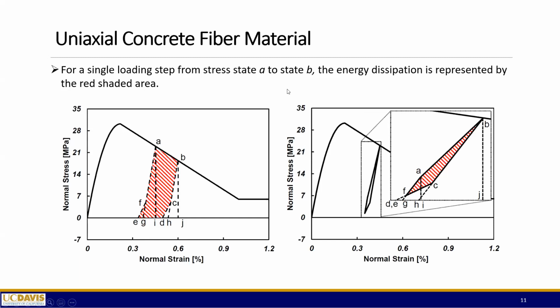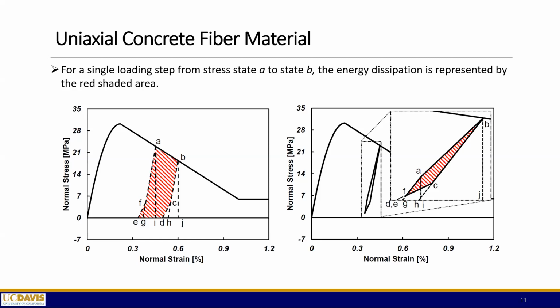Here, again, we're going to use a more graphical approach to illustrate the amount of energy dissipation that happens during certain time steps. On the left graph, we are looking at a monotonic loading step. For a single loading step from stress state A to stress state B, the amount of energy dissipation is represented by this red shaded area. You can see it's not quite rectangular. There are some corners.